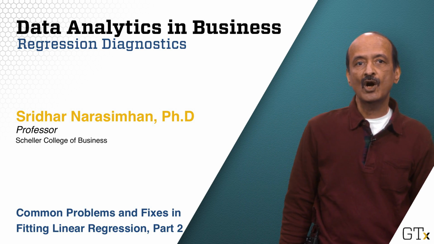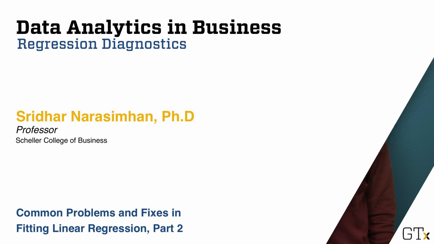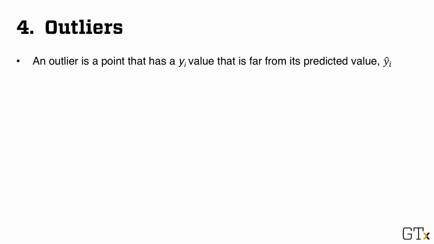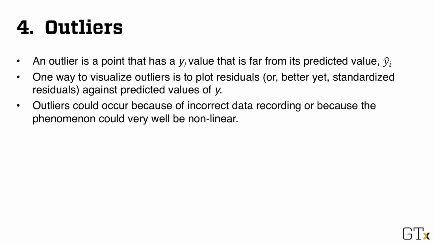We continue with some common problems and fixes in fitting linear regression. Outliers could affect the regression value as demonstrated by Anscombe. So, an outlier is a point that has a yi value that is very far from its predicted value. One way to visualize outliers is to plot residuals, or better yet standardized residuals against predicted values. They could occur because of incorrect data recording or because the phenomena could very well be nonlinear.